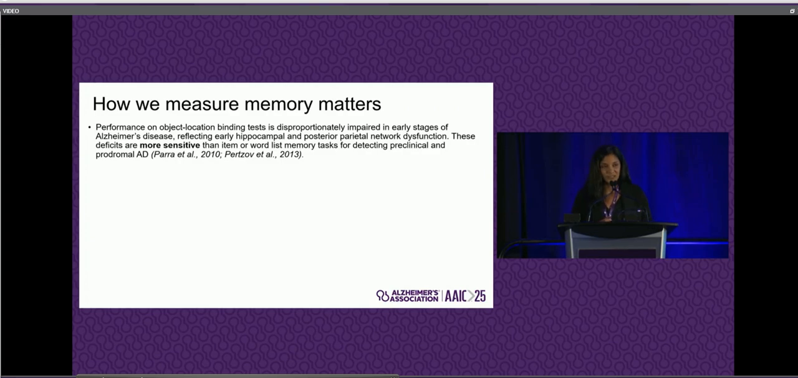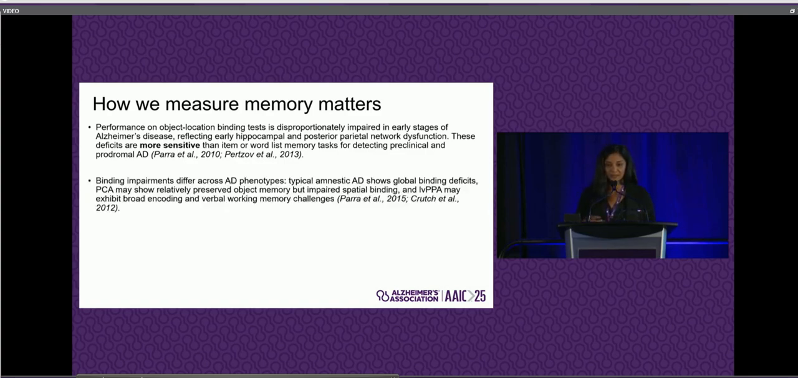So now I'll introduce this new concept of object location binding. Performance on object location binding tests is disproportionately impaired in early stages of AD, reflecting early hippocampal and posterior parietal network dysfunction. Now, these deficits are thought to be more sensitive than item or wordlist memory tests for detecting the earliest stages in preclinical and prodromal AD.